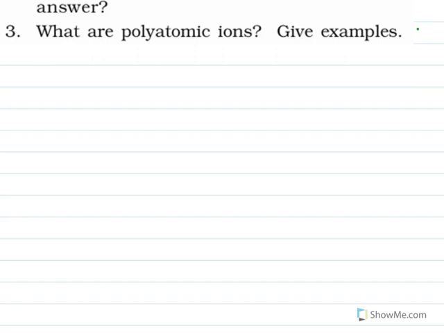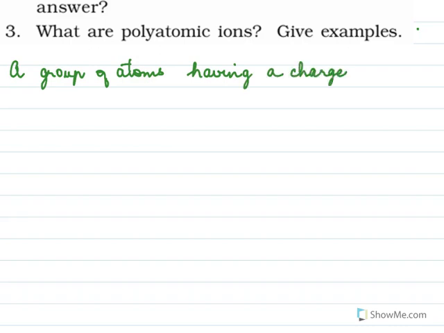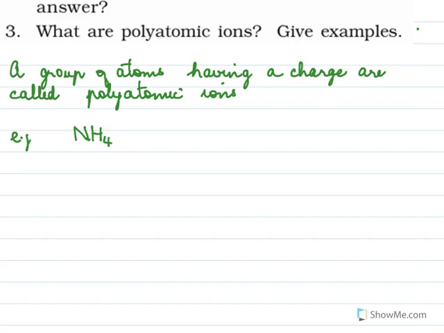What are polyatomic ions? Give example. It is a group of atoms possessing a charge. A group of atoms having a charge are called polyatomic ions. Examples: ammonium NH4 positive 1, nitrate NO3 minus 1.